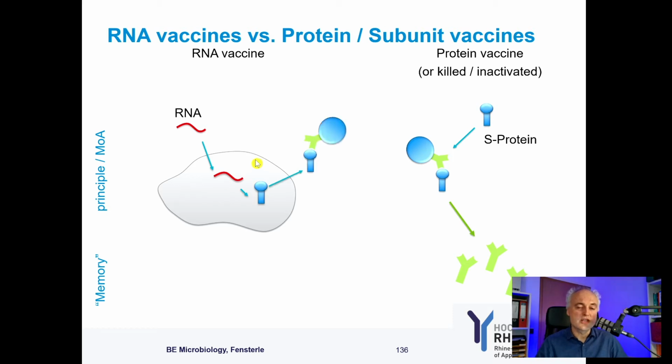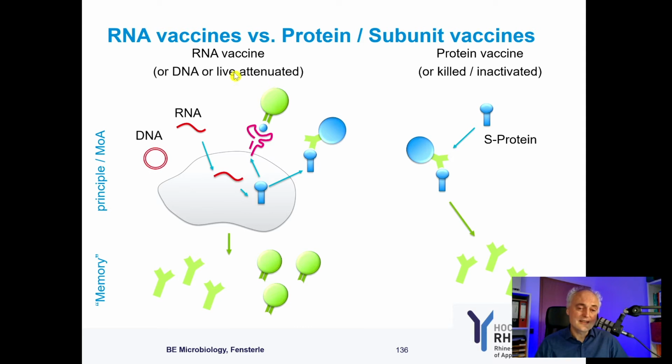Now, of course, you can secrete that or display it on the surface, and it will be recognized by B cells, and the B cells then can, again, like here, proliferate and produce antibodies. Of course, this is clear. So you can achieve that with an RNA vaccine. But with an RNA vaccine, you can do more because the RNA vaccine is produced inside of the cell, and therefore this also can be presented to cytotoxic T cells and activate a cytotoxic T cell response.